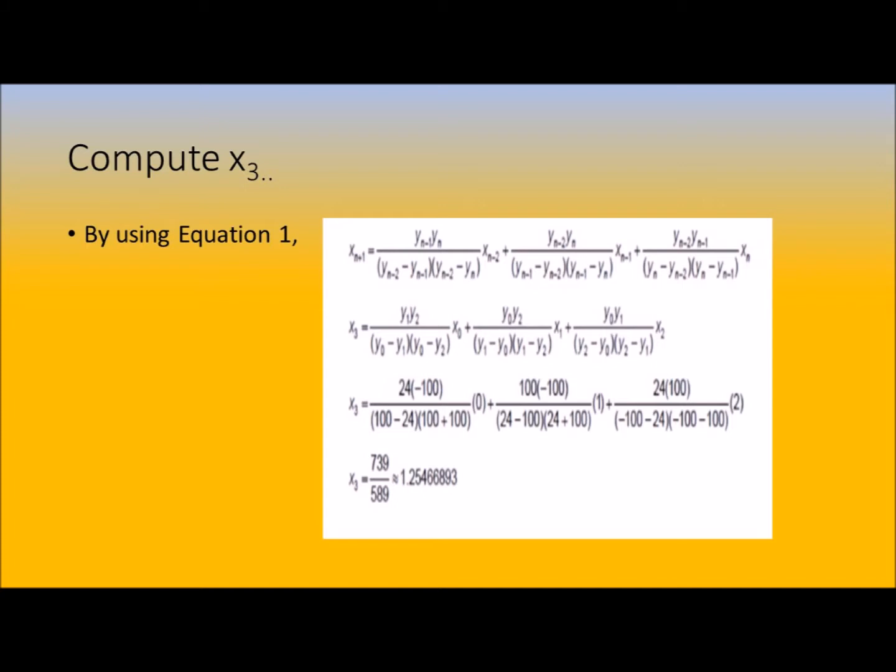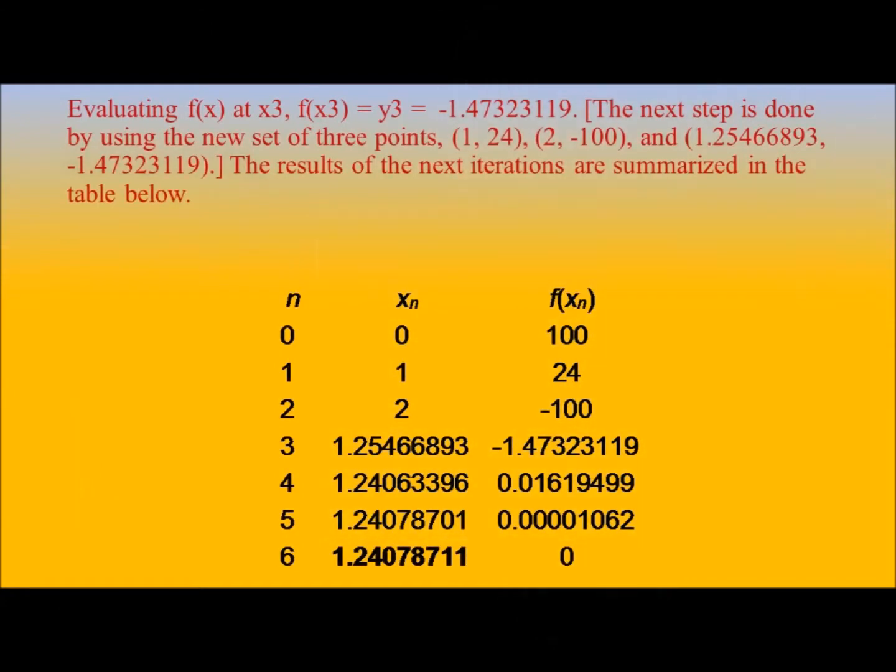Now the next step is we have to compute x3. By using equation 1, which we had already seen, we get x3 approximately equal to 1.2466893 or so. Corresponding to that x value we can also get the y values, and we will keep repeating this procedure until an acceptably small error.